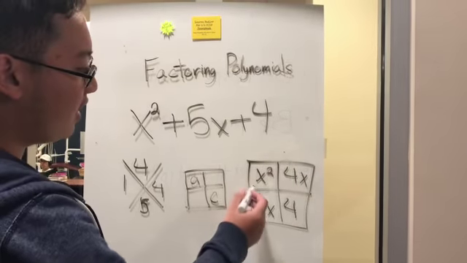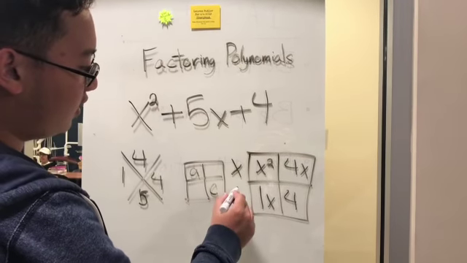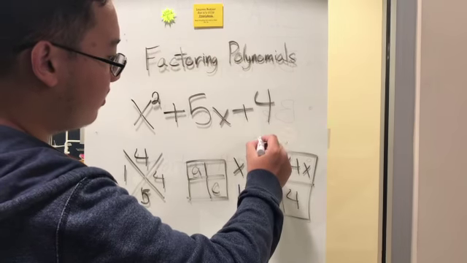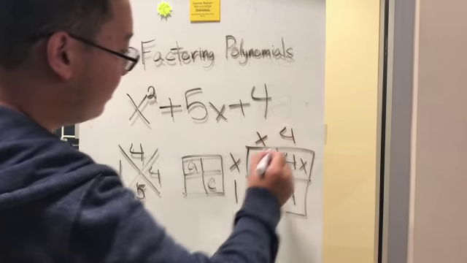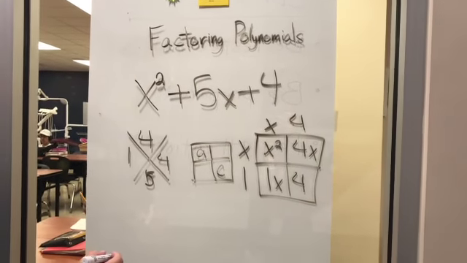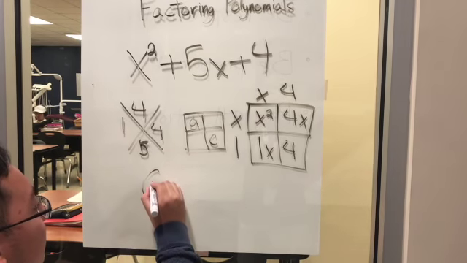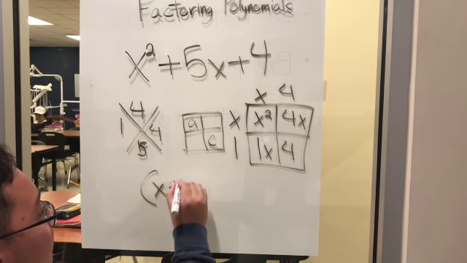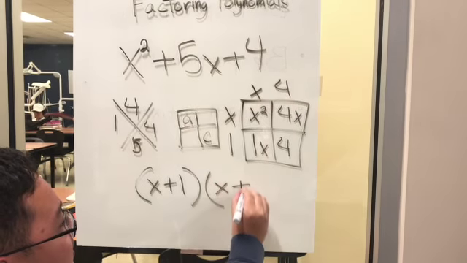So you find what's in common. x is in common right here, and 1 is in common right here. x is in common right here, and 4 is in common right here. So your factors are x plus 1 and then x plus 4.